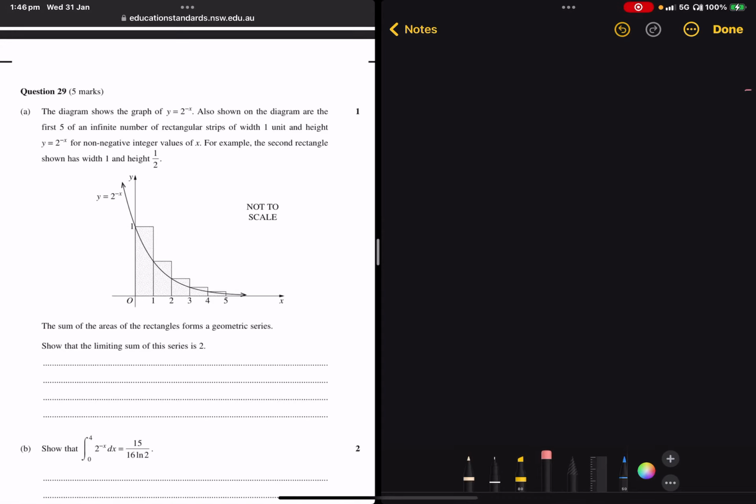Okay, so let's have a look at another question from the 2022 HSC Advanced Maths paper. This is question 29. So we're told the diagram shows the graph of y equals 2 to the minus x.